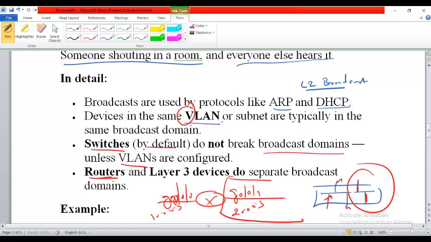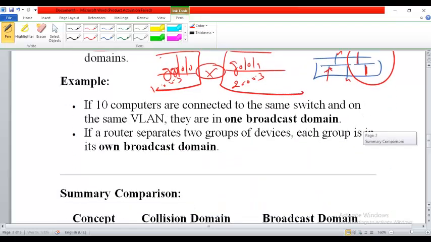Okay, now if 10 computers are connected to the same switch on the same VLAN, meaning the same LAN, just ignore the VLAN word, we will be covering it later. They are all in a single broadcast domain because they are on the same backbone. This is one VLAN, this is another VLAN. We logically break down the broadcast domain. That is what is called VLAN, which we'll be covering later. If a router separates two groups of devices, then each group is a broadcast domain, as I just explained. Right, now a summary comparison.